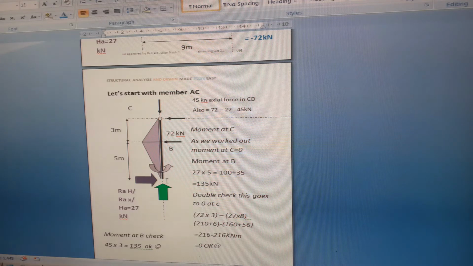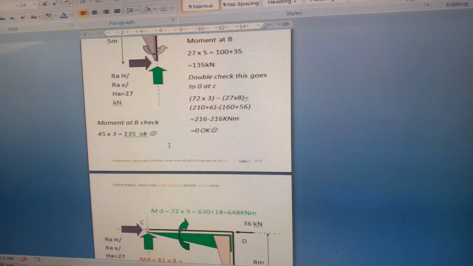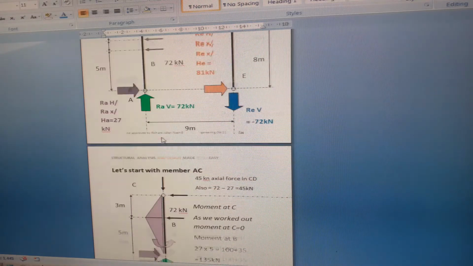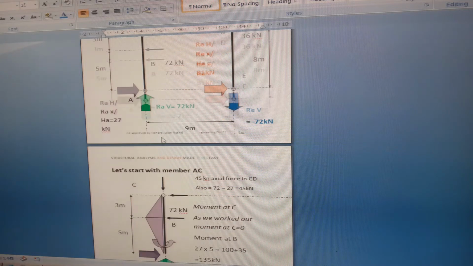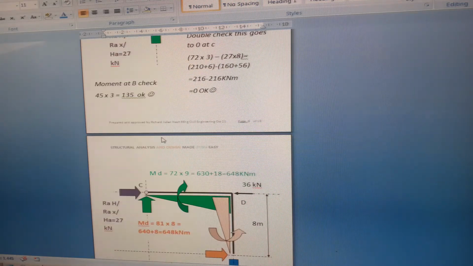So that's it. We have the bending moment diagram for member A, B, C. So it goes 0, 135 and then back to 0. That part's it. So that is 6 marks. So let's move on.